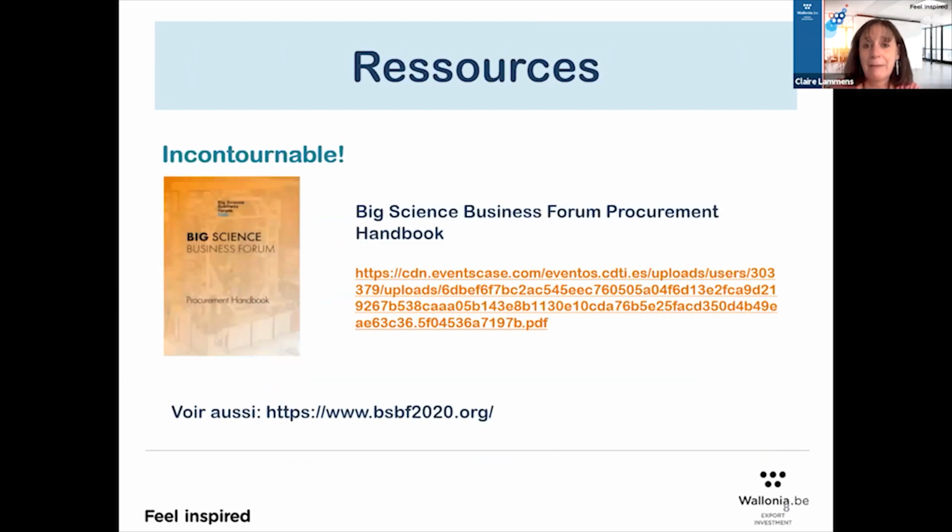Alors ça, c'est la Bible des Big Science. Donc, le lien est un peu long, je m'excuse, mais vous trouvez là-dedans, dans le Procurement Handbook, une présentation des organismes, quelles sont leurs procédures d'achat, qui il faut contacter, qu'est-ce qu'ils achètent, pour combien, quand. Donc, c'est vraiment la Bible et je vous encourage vraiment beaucoup à aller le consulter. Donc, moi, j'en ai terminé. Je passe la parole à Patrick.